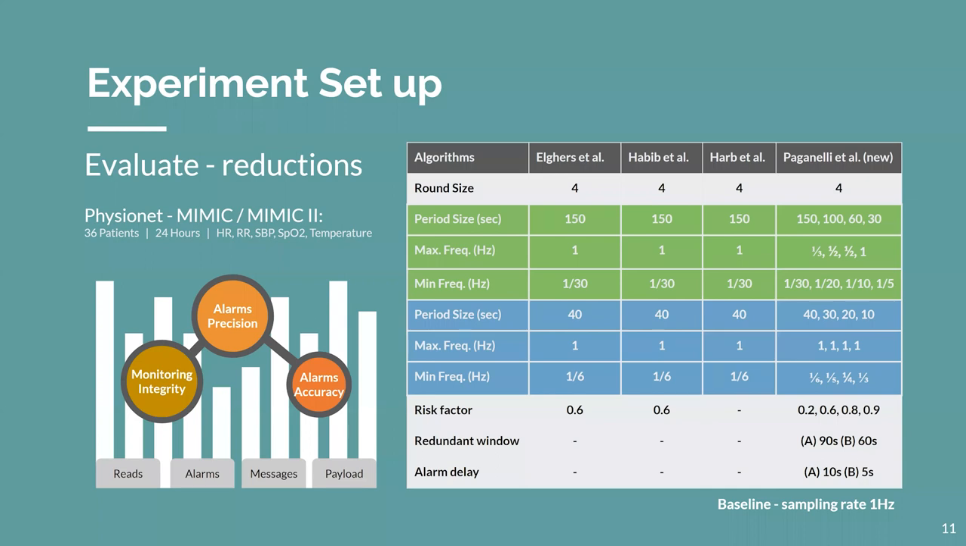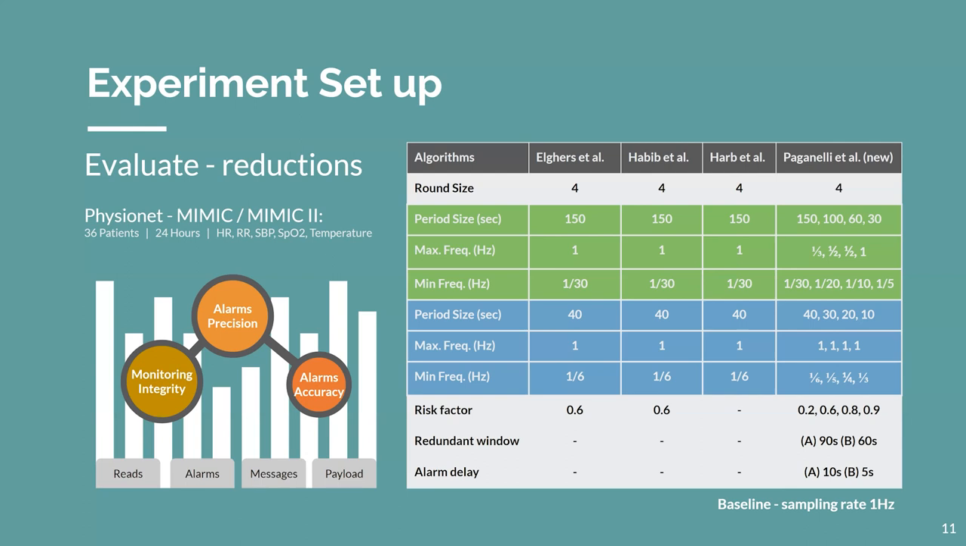Then, using our new method, we evaluate reductions in reads, messages, payloads, and alarms. We also measure the integrity of monitoring time, the alarm's precision and accuracy, and we utilize the PhysioNet datasets MIMIC and MIMIC 2 of 36 patients for 24 hours of monitoring and all the vital signs necessary to calculate the scores. We compare our algorithm to a baseline with the original data rate and no self-adaptive procedure, and algorithms prescribed by Elgers, Habib, and Harp.